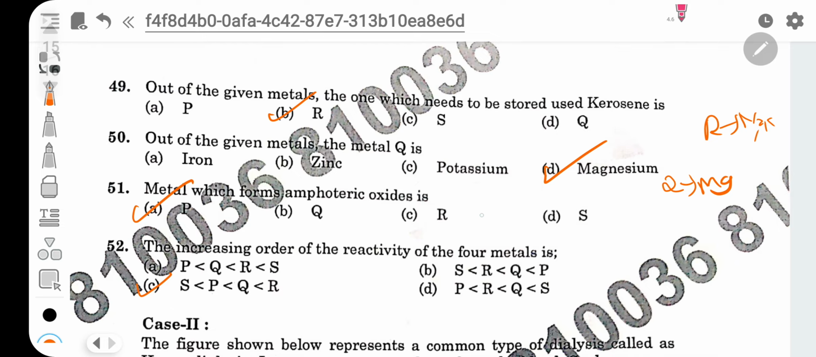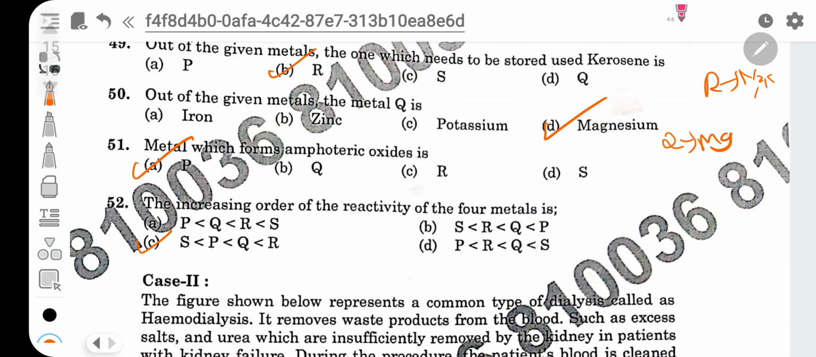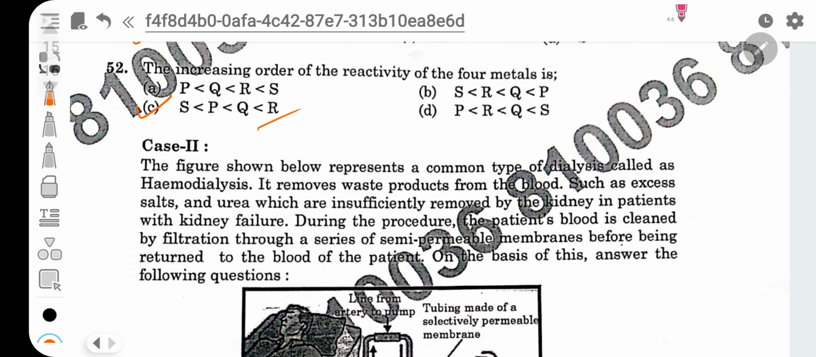The metal which forms the amphoteric oxide is P, meaning Al2O3. In the increasing order of the reactivity series of the four metals, sodium is the most reactive one, so R is at the last. So our answer is C.